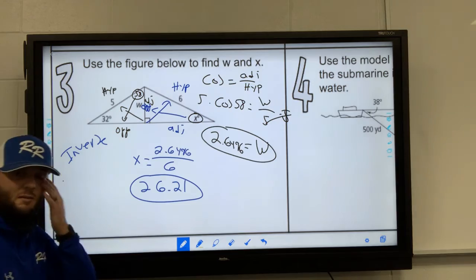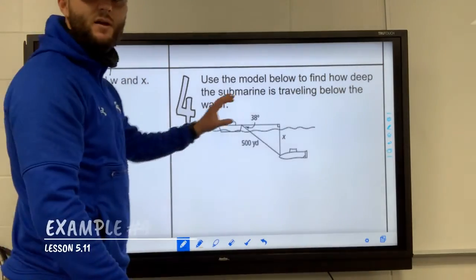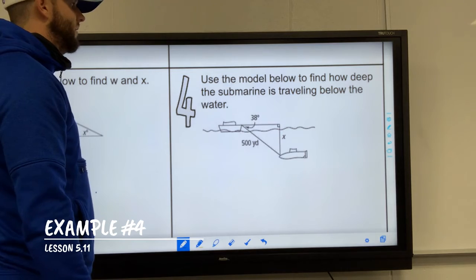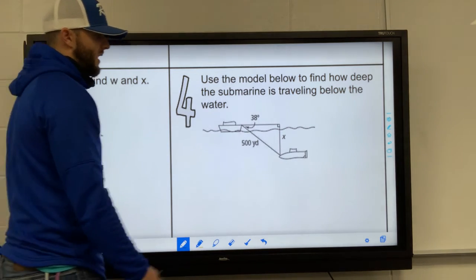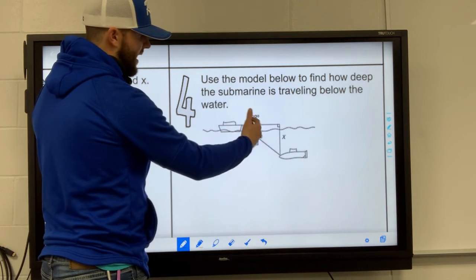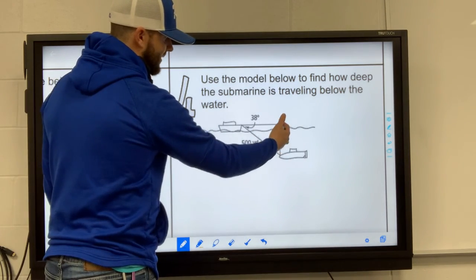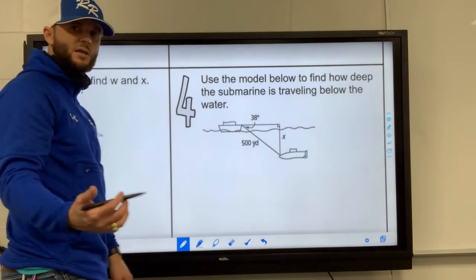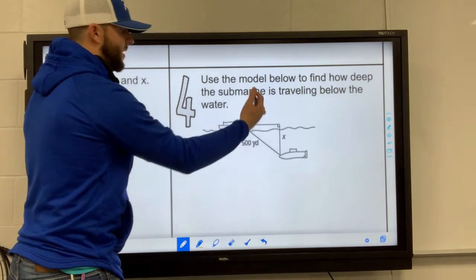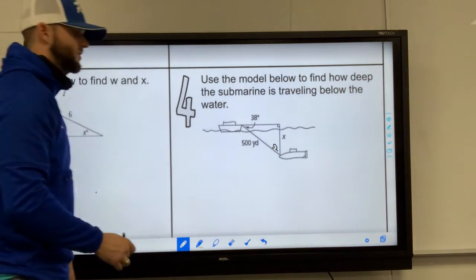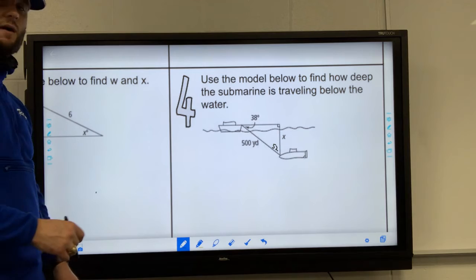All right, let's jump over to example number 4. All right, lastly, looking at example number 4 here. It says, use the model below to find how deep the submarine is traveling below the water. So right now, if I was looking from 38, I have a right triangle, so I can use trig. This is my opposite side, this is my hypotenuse, but I want to use cosine. So I'm going to use all 3 angles of a triangle add up to 180, so this angle down here would actually be 52. So I'm going to be using the submarine angle down there, okay?